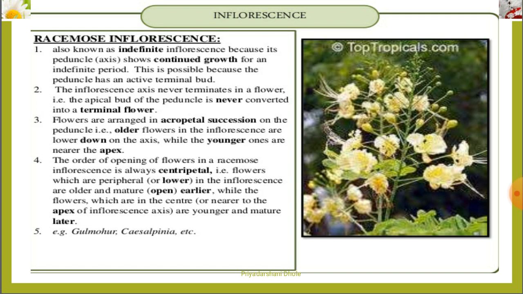Flowers are arranged in an acropetal succession, meaning older flowers are at the base and the younger ones at the apex. Younger flowers at the top and older at the base. Therefore, it is called an acropetal succession.